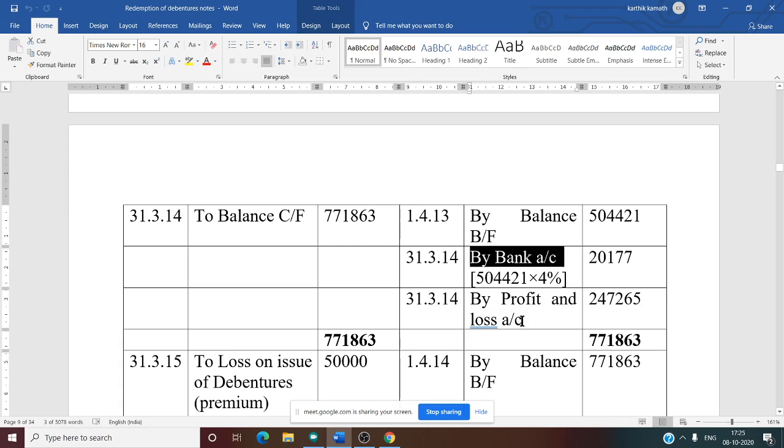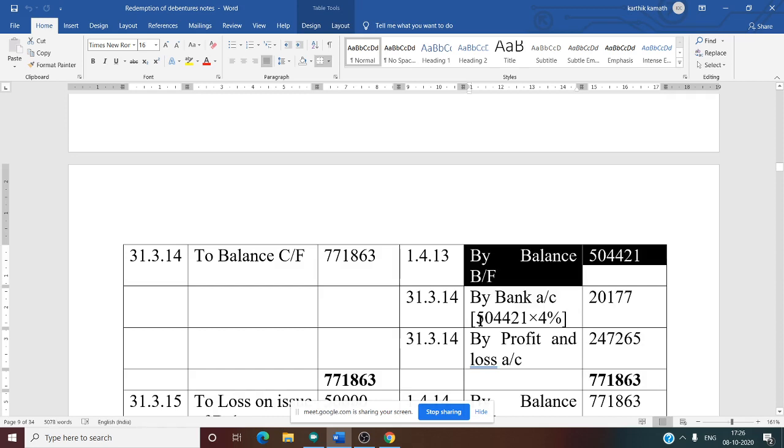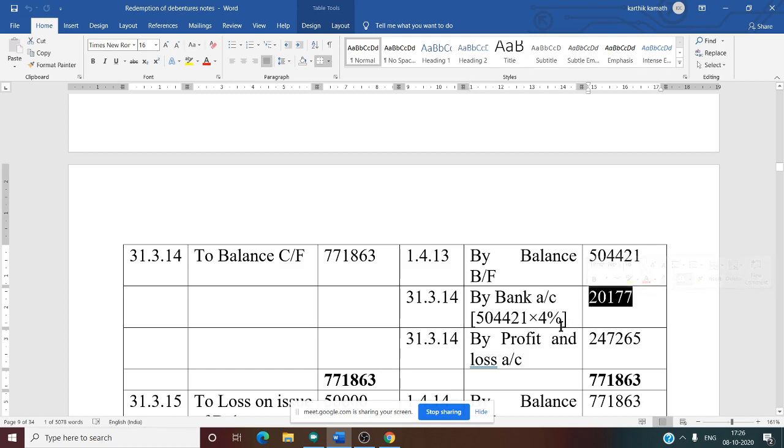How to calculate interest? Same procedure. How we calculated for the second year, for the third year also, on the opening balance of that particular year. What is the opening balance for 2013-14? That is given here. See this, by balance brought forward, that is 5,04,421. So on that you need to calculate the rate of interest, that is at 4%. So now you will get the amount, that is 20,177. That is the interest on the opening balance of the year 2013-14.